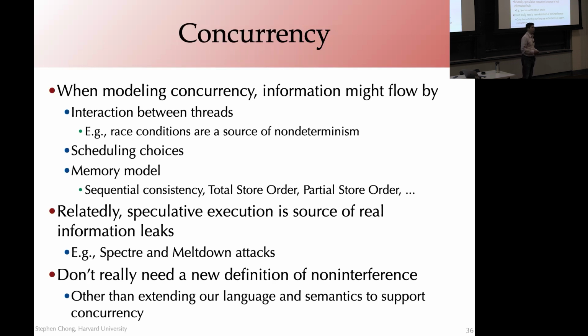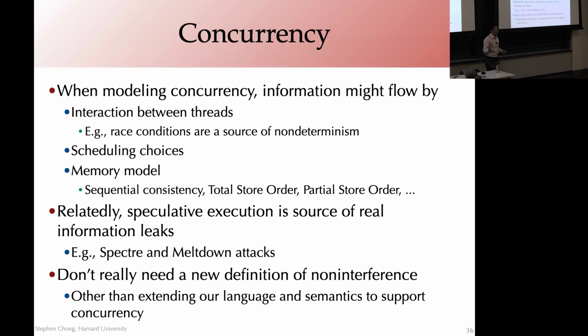Speculative execution is actually a real source of information leaks. That is essentially a form of concurrency where a computation is speculatively going ahead but might be accepted or rejected. But it's a computation that's going on at the same time that is affecting the state of the machine that might be observable to an adversary. Now, these attacks, Spectre and Meltdown and the like, are actually practical leaks where, for example, encryption keys can be revealed through these speculative attacks.